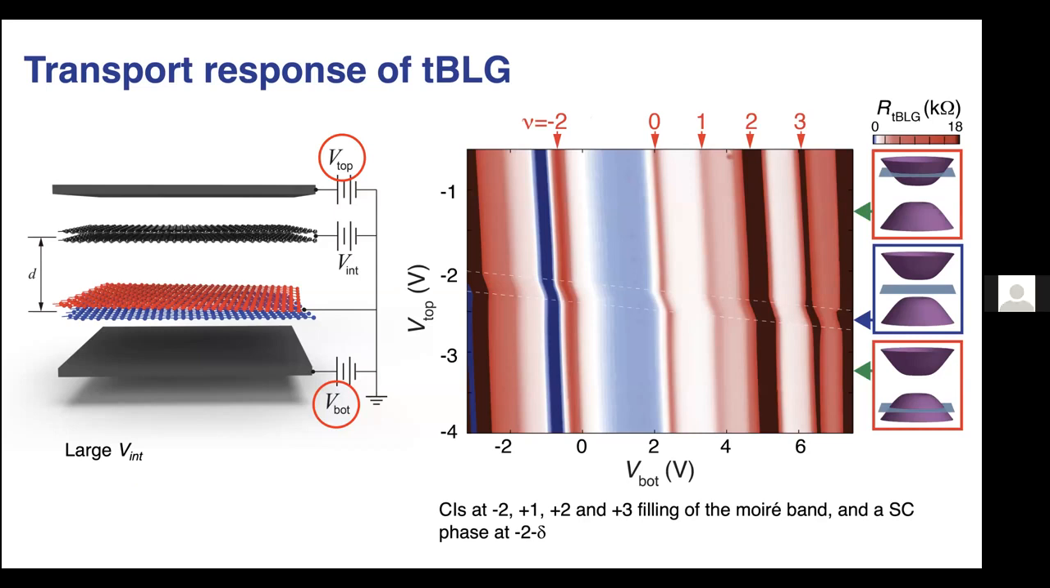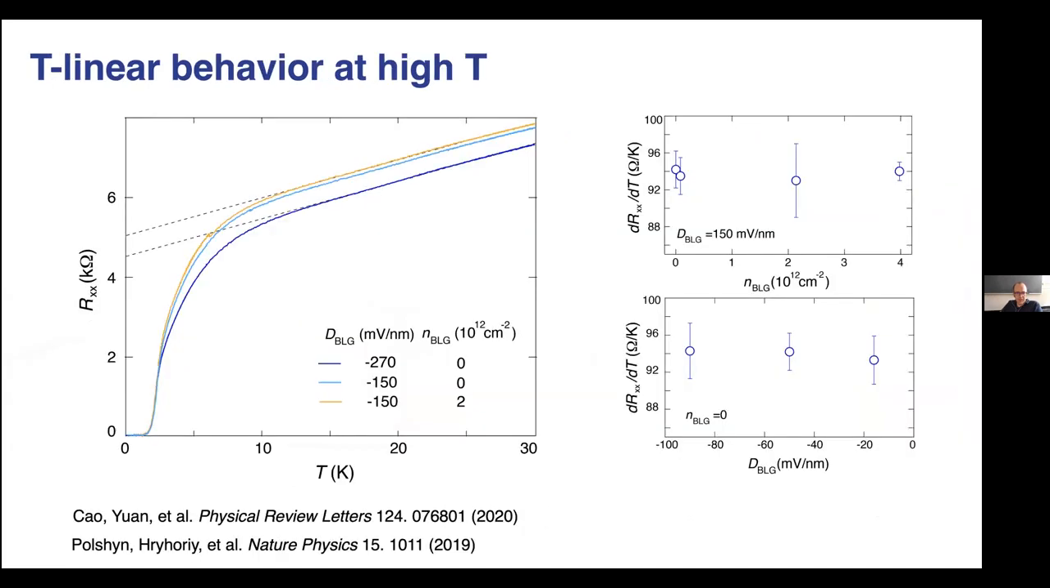Okay. Can I ask a question? Yeah, sorry. I was a bit confused. Your very last slide where you discussed the linear in T behavior, it looked like there was a strong change in the normal state resistance. And I thought you said that there's no significant change in normal state resistance in the prior measurements.